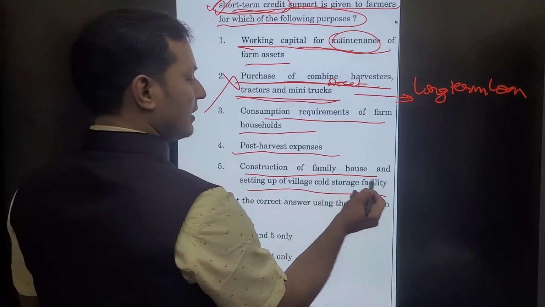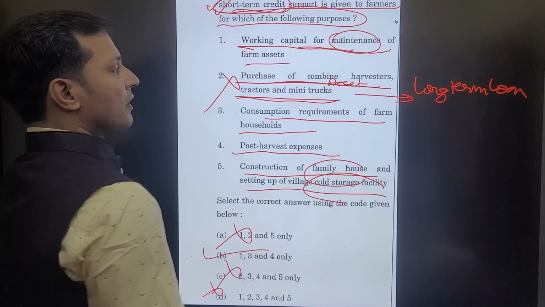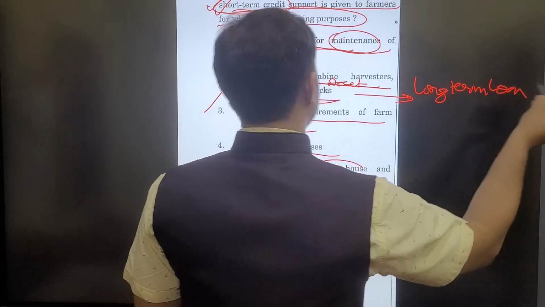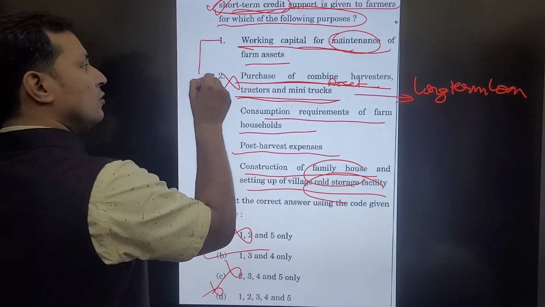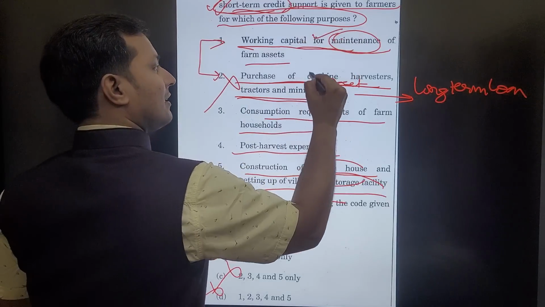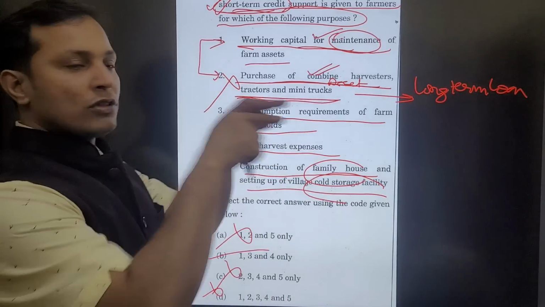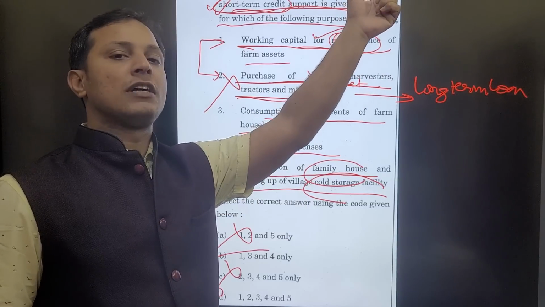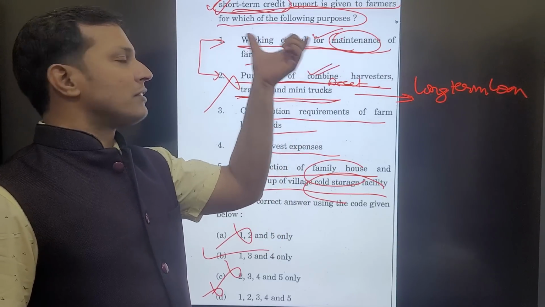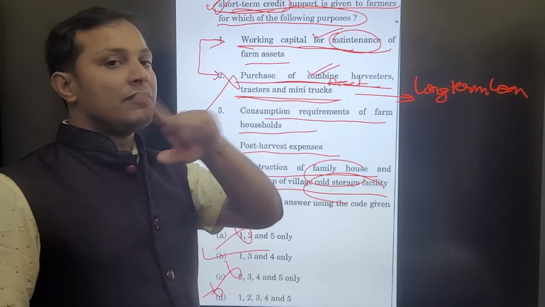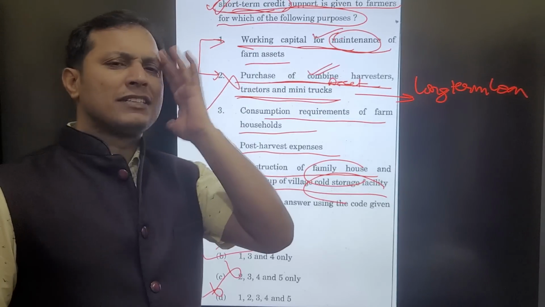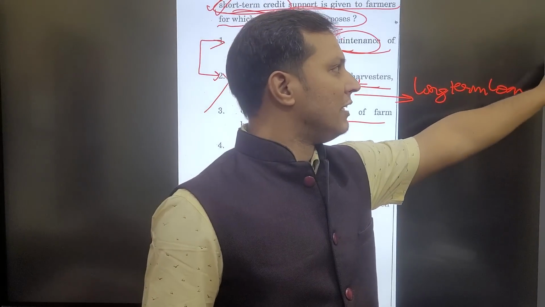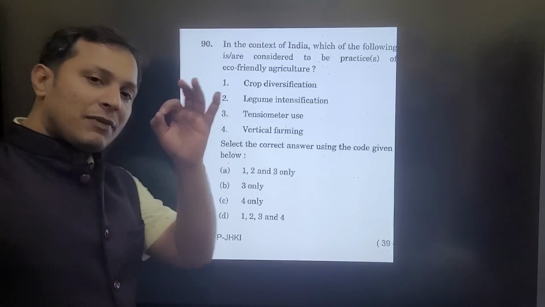Obviously you can see cold storage and family house also are long-term loans, so you can easily eliminate these. But here 2 elimination tricks will apply. First, 1 and 2. One is maintenance, the other is purchase. Both can't be together. He is saying maintenance of assets, purchase of assets. Purchase of assets will be a long-term loan, not a short-term loan. So obviously, opposites can't go together. I have given these elimination tricks before, but it is just common sense also. So you see how we are solving 3 questions. In 6 marks we have got just by my elimination tricks.